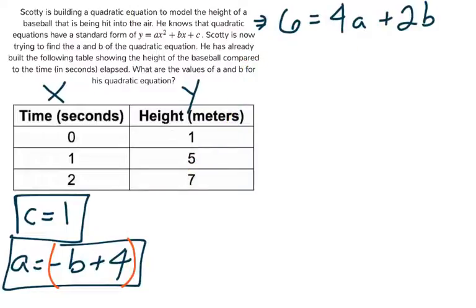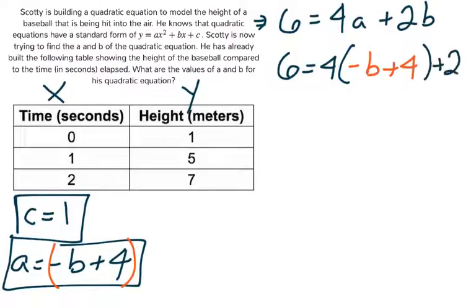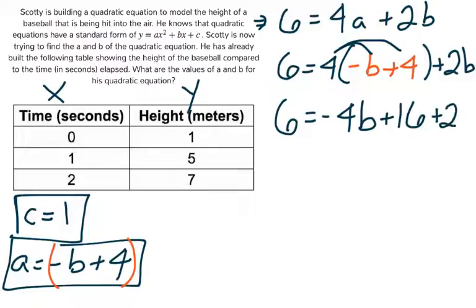So let's see what happens. I'm going to get 6 equals 4 times negative b plus 4. In the very end, I still have that plus 2b. Okay, I need to keep solving here. 6 equals, and then I need to distribute that 4. 4 times negative b is negative 4b. 4 times 4 is 16, plus 2b. Okay, so I have negative 4b plus 16 plus 2b.